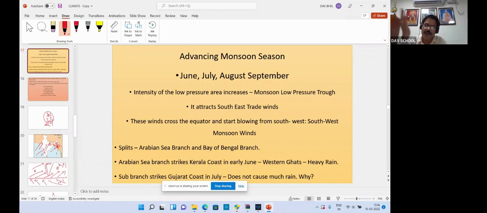Then they blow over the northern plains, causing a considerable amount of rainfall. So together these two branches run over India for nearly 4 months and cause a good amount of rainfall in different parts of our country. So this season we call the advancing monsoon season.